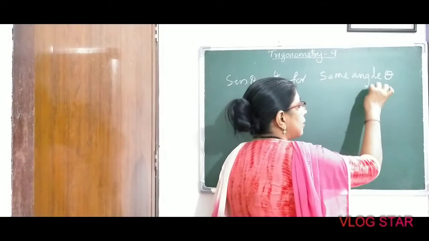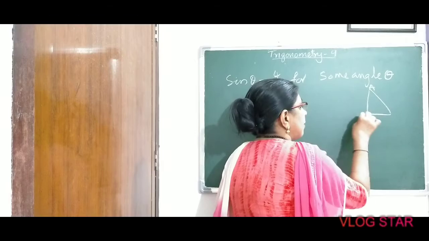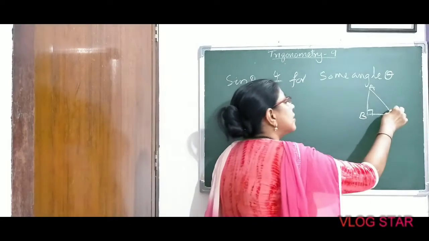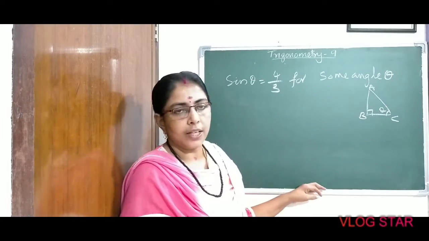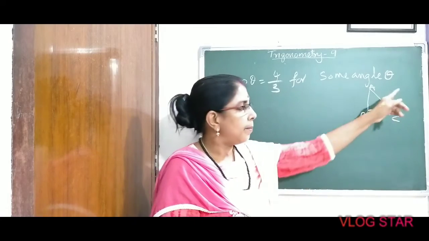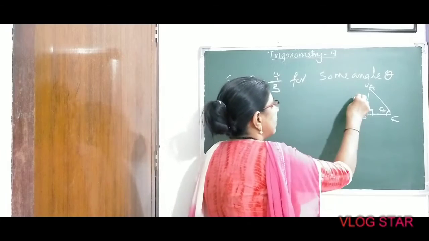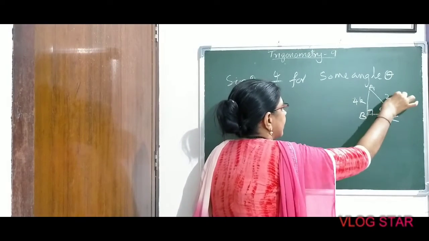Let us try to draw a right triangle ABC, right angle at B, and let this angle be theta. We know that sine of an angle theta is side opposite to that angle upon hypotenuse. That means here it is 4 by 3. Side opposite must be 4 and hypotenuse must be 3.